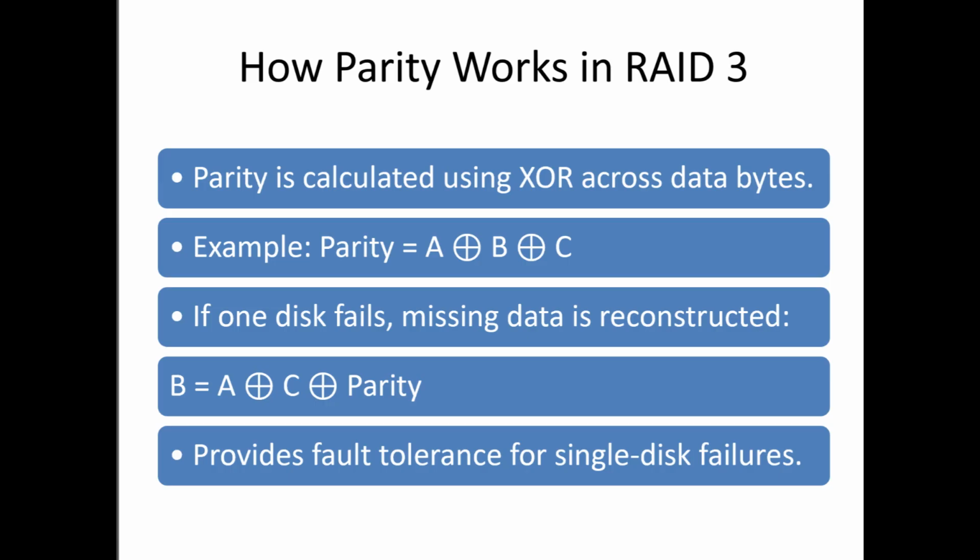Suppose you write byte A to disk 1, byte B to disk 2, byte C to disk 3. The XOR of A, B, C will be P, and this P will go to the parity disk. Now, if say disk 2 fails and you lose byte B, you can rebuild it using the XOR of A, C, and P. So, A XOR C XOR P will give you that lost byte B. This way, RAID 3 can survive the failure of any single disk. So, RAID 3 allows you one disk failure.